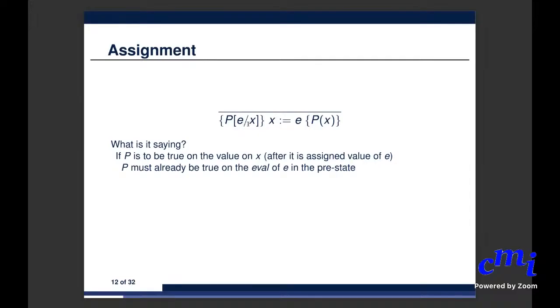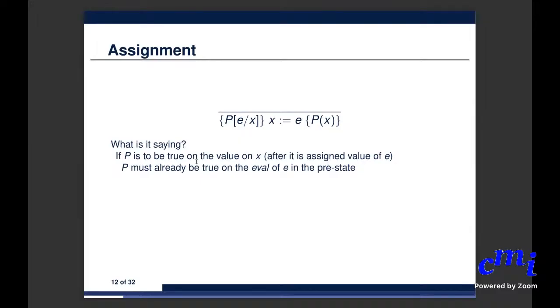If you replace every occurrence of X in P with the expression E, then that ought to hold as a precondition. And as a matter of fact, this one is the weakest precondition that will make X equals E satisfy P as a postcondition. Okay, that's exactly what it's saying.